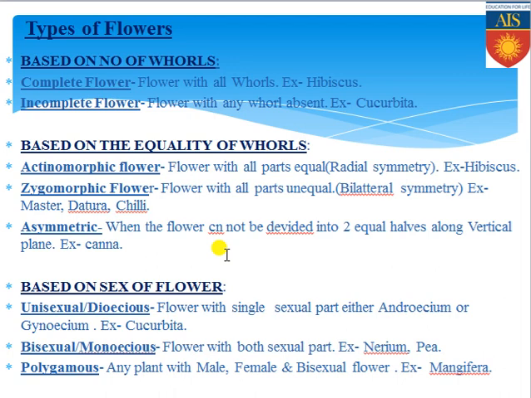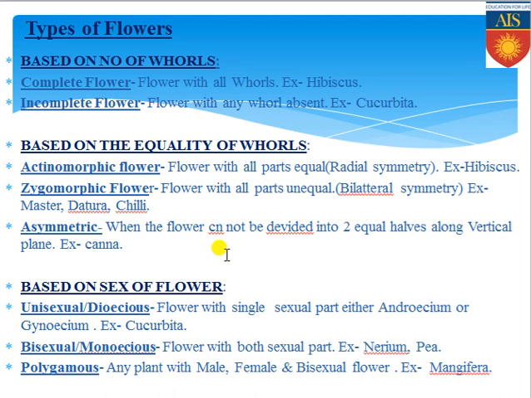If you see any flower where there is no symmetry, no comparison can be done between the floral whorls, and it cannot be divided into 2 equal halves along the vertical plane, then those flowers are commonly known as asymmetric flower. Example is canna. Canna is such a kind of flower. You can see the picture of this flower on the internet. Obviously you will see that they cannot be divided into 2 equal halves if you cut them vertically, and obviously you don't think about cutting the flower in a horizontal or transverse plane, since that is obviously not making 2 equal halves.